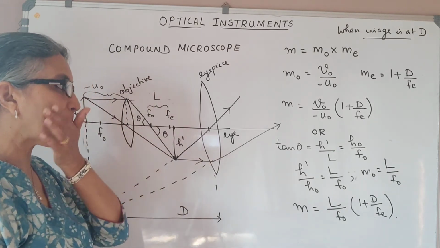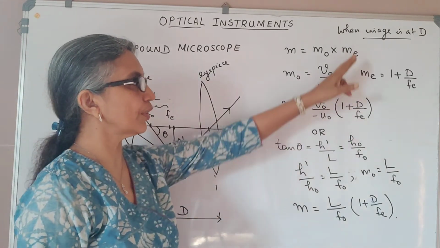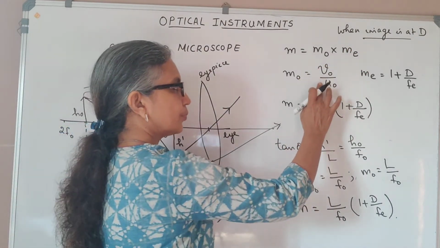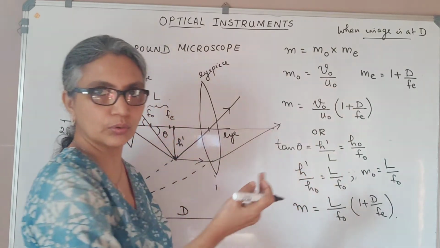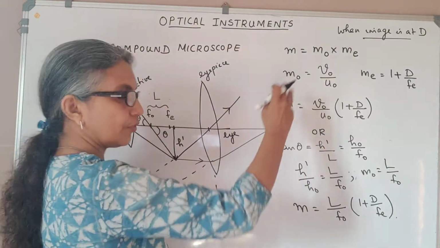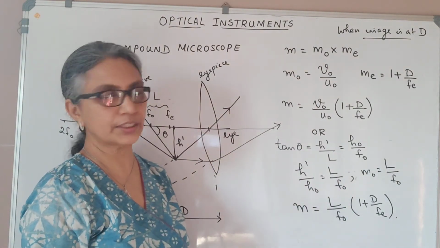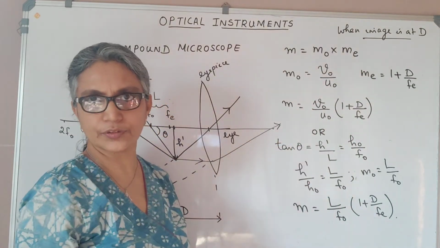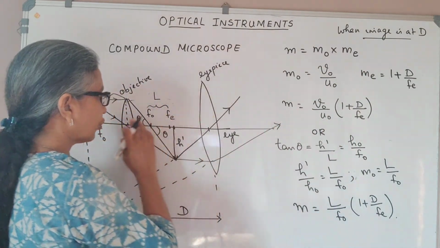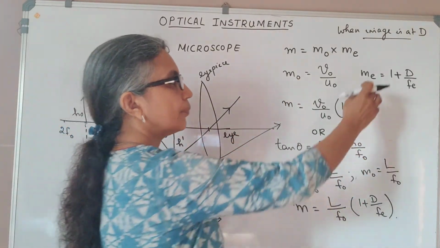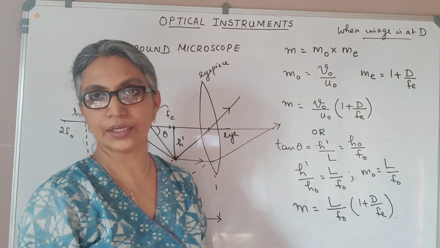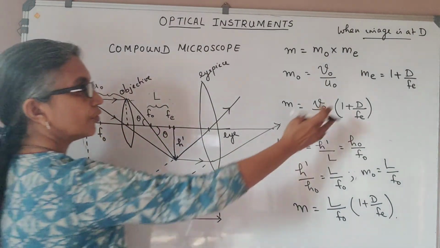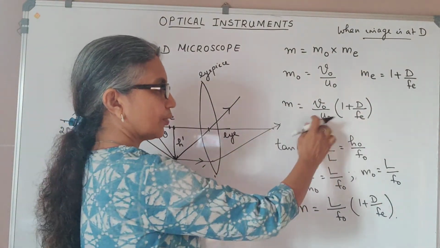Let me go over this. Whenever the image is at D, we have two formulas. One is you may substitute this minus sign when you do your problems. You will take it as negative, so while doing problems you substitute it as minus UO. So this is MO into ME. For any normal lens, we know it is V by U, which for the objective I wrote as VO by UO. And because your eyepiece is behaving like a simple microscope whose image is formed at D, we know this is going to be 1 plus D by F, and that's how we got this formula.